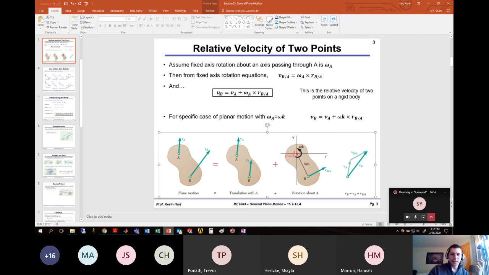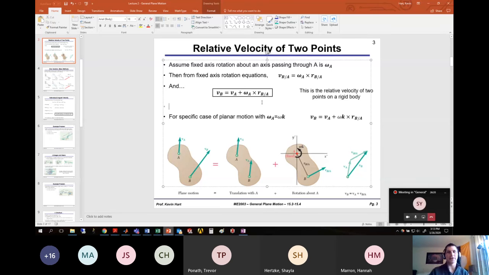Mathematically, we define this using this general relationship, which is the velocity of B is equal to the velocity of A, which is this translational component, plus the angular velocity of the object crossed with the position locating point B from point A. So this is our relative velocity equation, which you will write way too many times for your liking in this class.